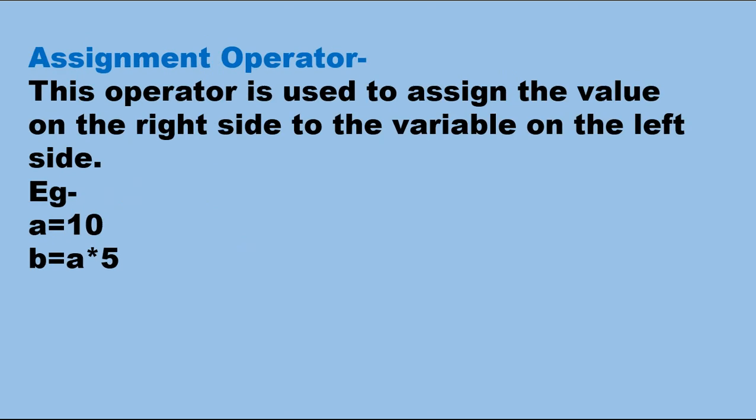Coming up to the assignment operator. Now this operator is used to assign the value on the right side to the variable on the left side. So if I have written a is equal to 10, that means the value 10 is being referred by the variable a. In the same way, b is equal to a into 5 means that the result of a into 5 is being referred by variable b.